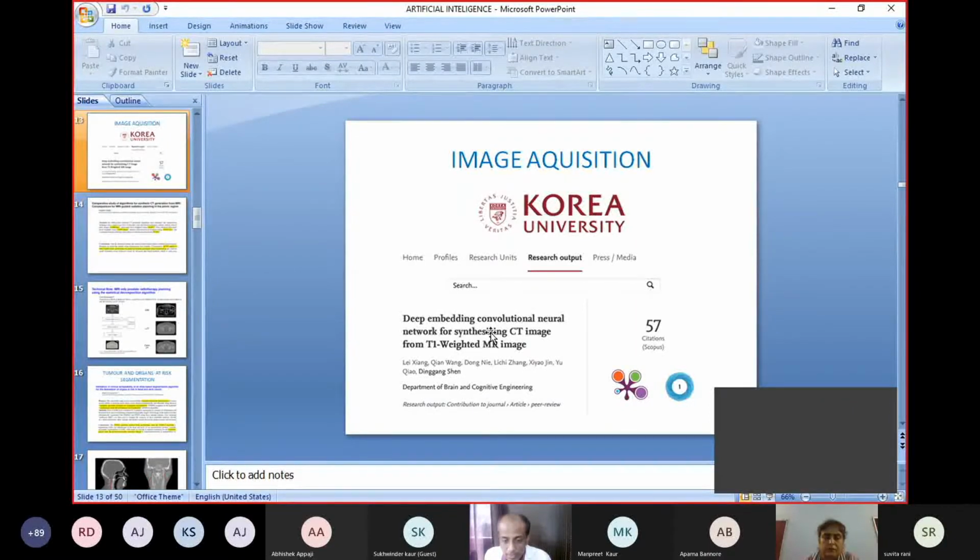You know there are two types of images. One is CT scan and one is MRI. A CT scan exposes the patient to radiation. In MRI there is no radiation. So people are now working to generate a synthetic CT from an MR image. This is a deep embedded convolutional neural network for synthesizing CT images from a T1 weighted MR image.